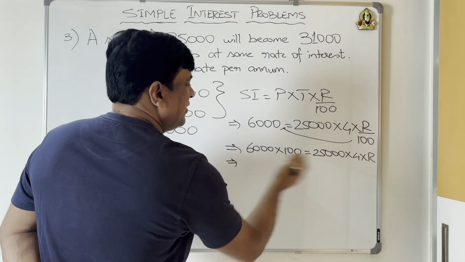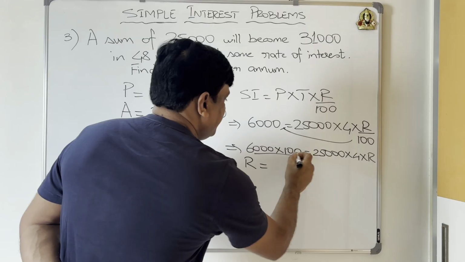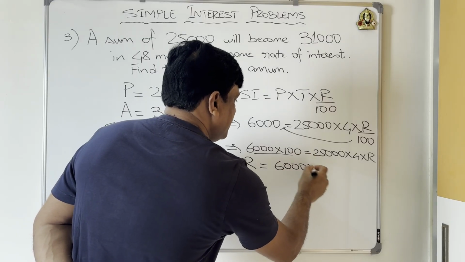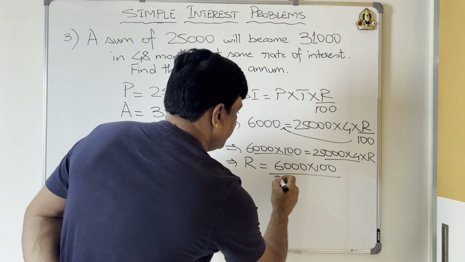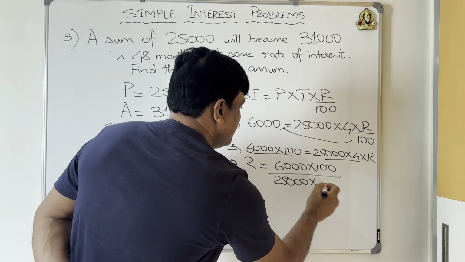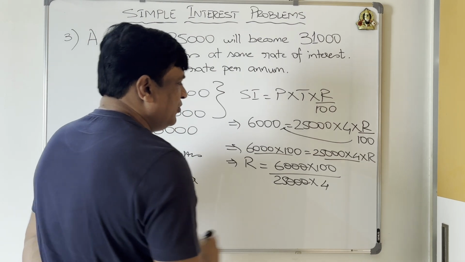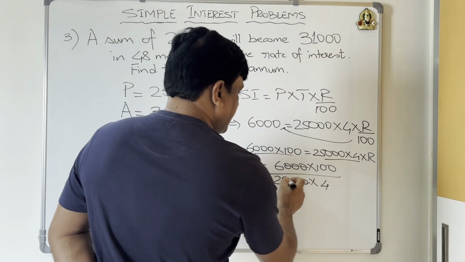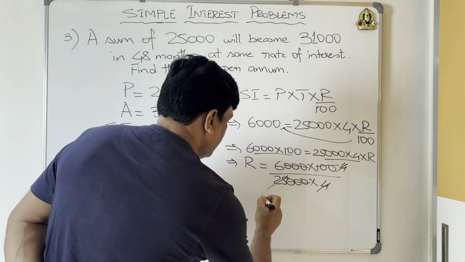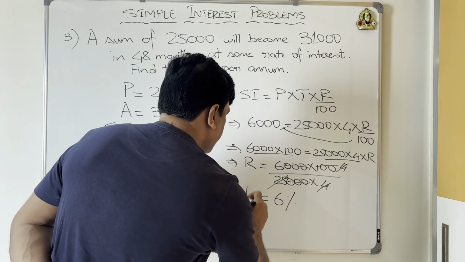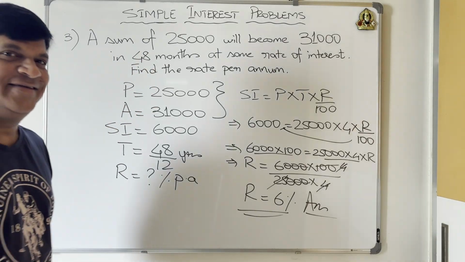Right? I'll do a reverse. I'll put the R on the left side because we are calculating for R. I'll put this one first: 6,000 into 100 divided by this quantity, because that's going to divide over here. So 25,000 into 4. If you look at it, these three zeros cancel out and you are left with 25 fours up, and 4 gets cancelled out. So what does your rate come out to be? Rate is equal to 6%. Make sense? Easy? Okay.